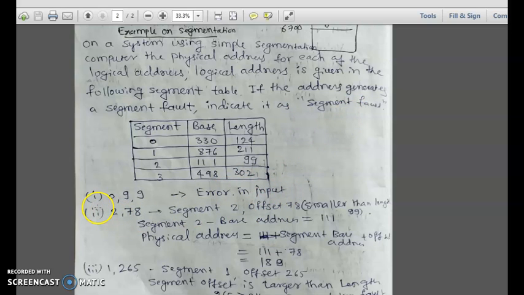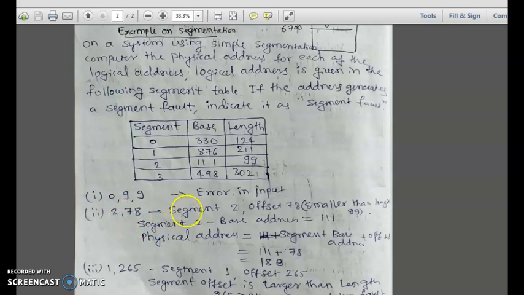Let us see the first problem, 0, 9, 9. This problem has an error because we have to mention the segment number first, followed by one offset. But in this case, 3 values are given. Therefore, error in input. Instead of this, if the value given is 0, 99, then we can calculate the physical address. The second one is 2, 78.